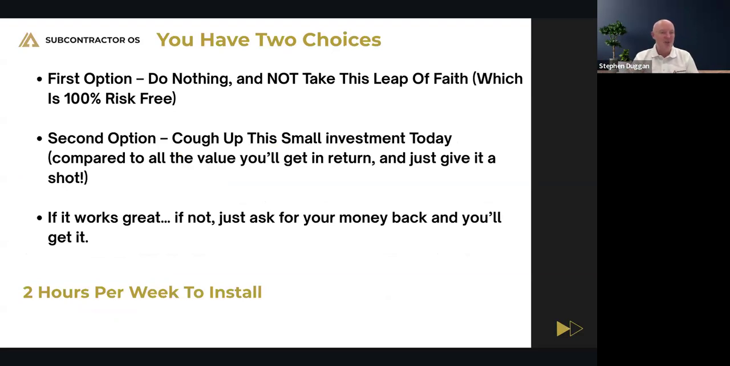So I guess at this point, you've got two choices. You can do nothing. I hope you've enjoyed the information. I hope it's been of value. Or you can make what's a reasonably small investment compared to the value. And if it works, great.